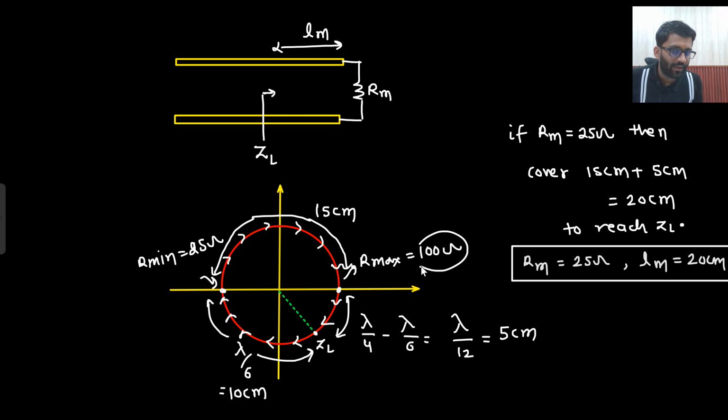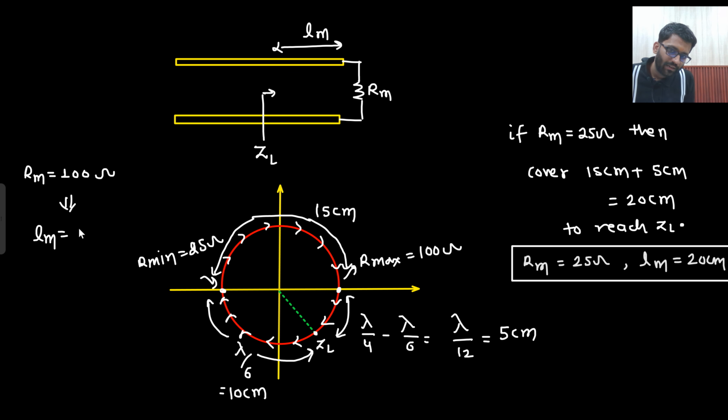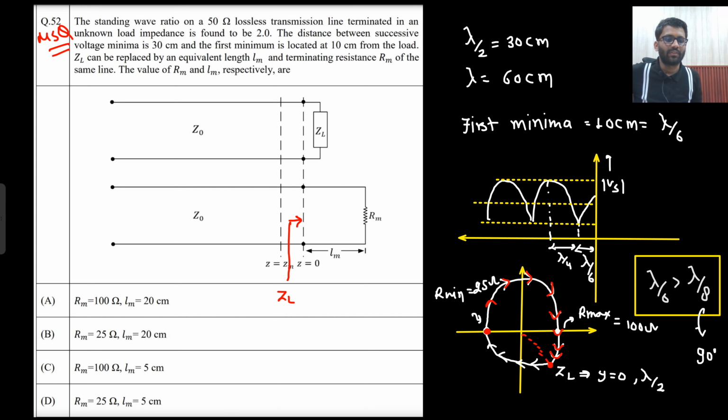Other case could be, I could have taken my RM as 100 ohm. So if your RM is 100 ohm, then how much distance you need to cover? Then take 5 centimeter distance and reach ZL. That means your LM will be 5 centimeter. There you go. That's it. So this was the question.